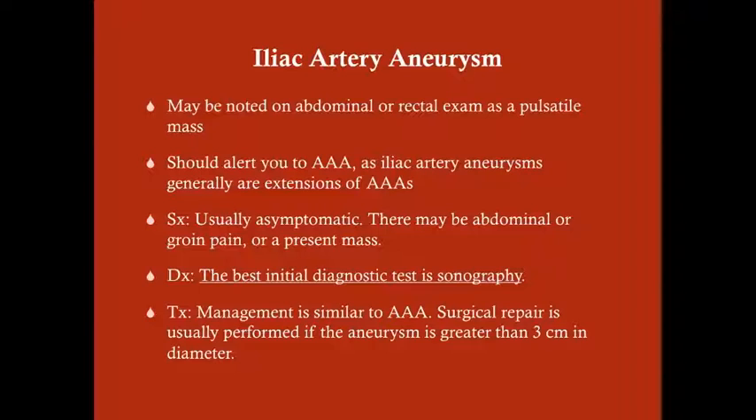The management is similar to abdominal aortic aneurysm. If it's not big enough, then you can just get by with minimizing risk factors. However, if surgical repair is necessary, then usually this is done via stenting, or open repair if it's emergent. So 3 centimeters is usually the cutoff point. But the big thing I want you to take from this is that the iliac artery aneurysms tend to coincide with abdominal aortic aneurysms, which I discussed in another section.